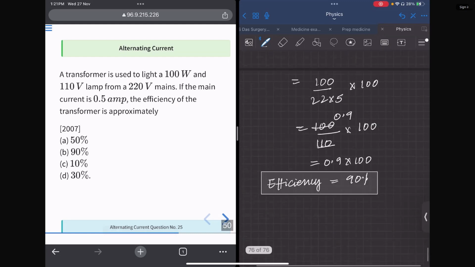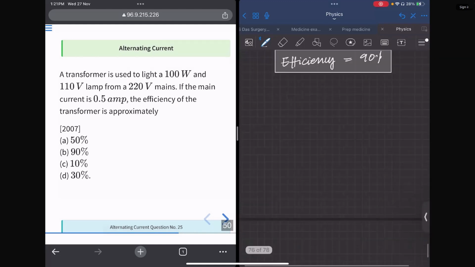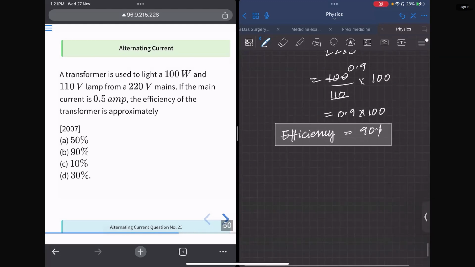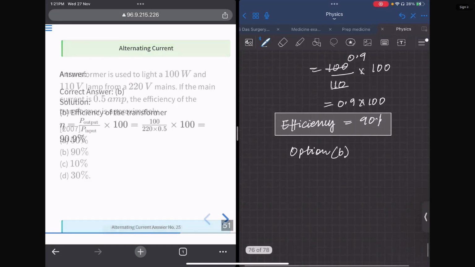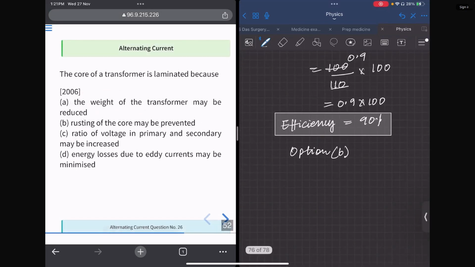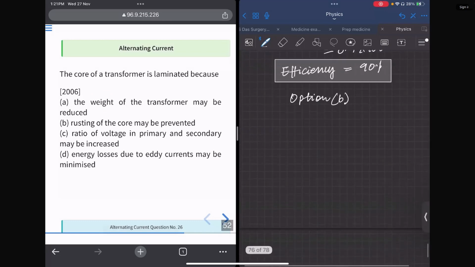Efficiency for this particular system is what? It is 90%. And which option is 90%? So the option number B. Option B is our answer. Okay, moving on to the next one. We have that the core of a transformer is laminated because, we have question number 26. So if this is a transformer, what does a transformer actually consist of?